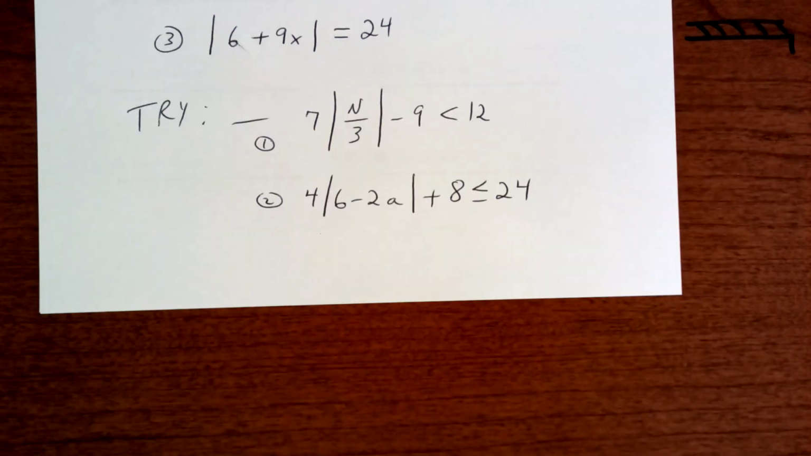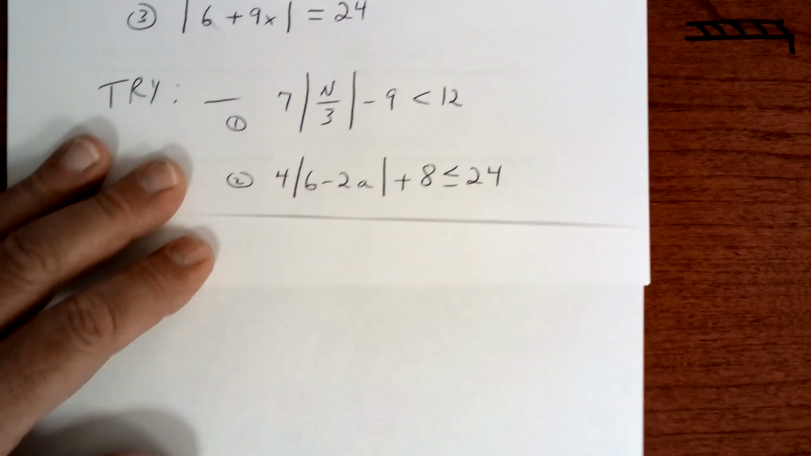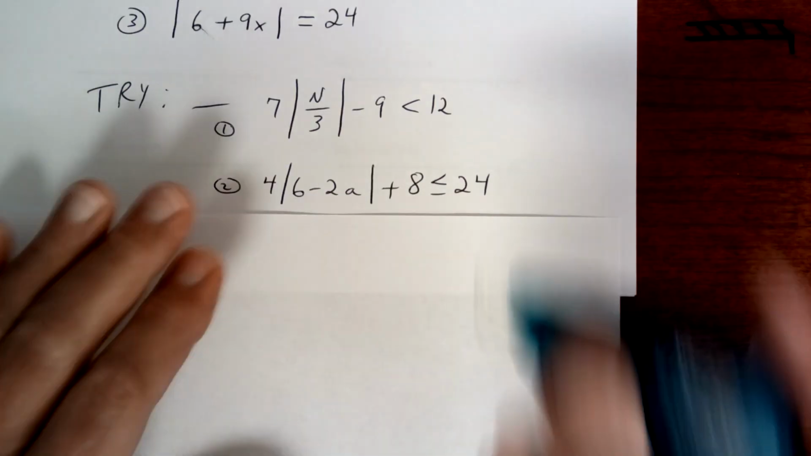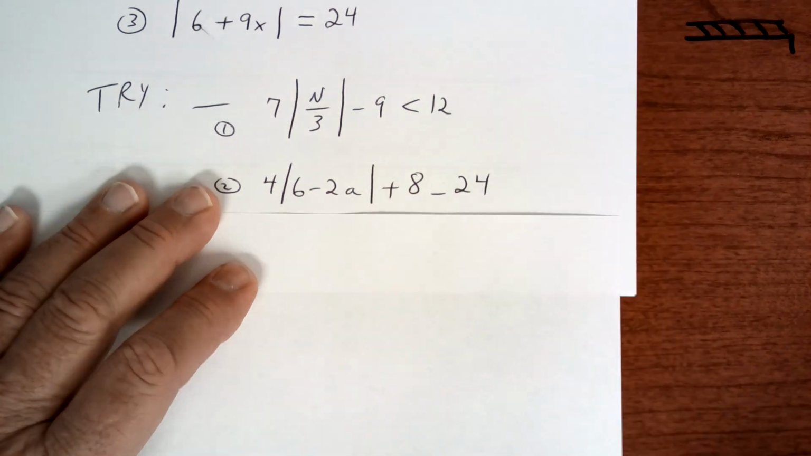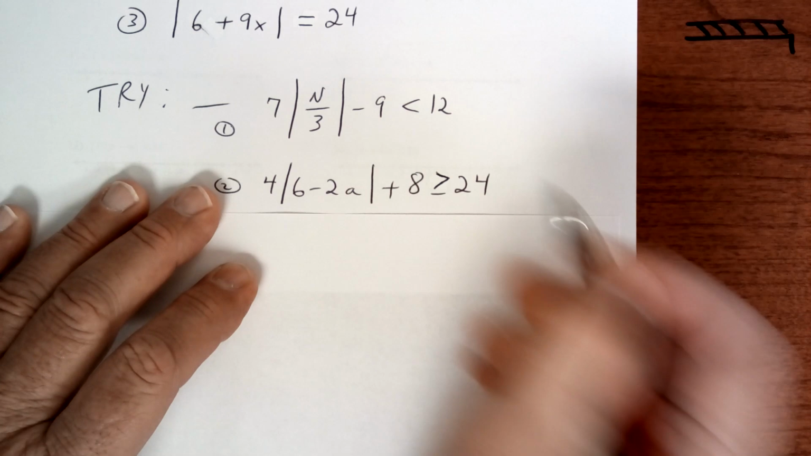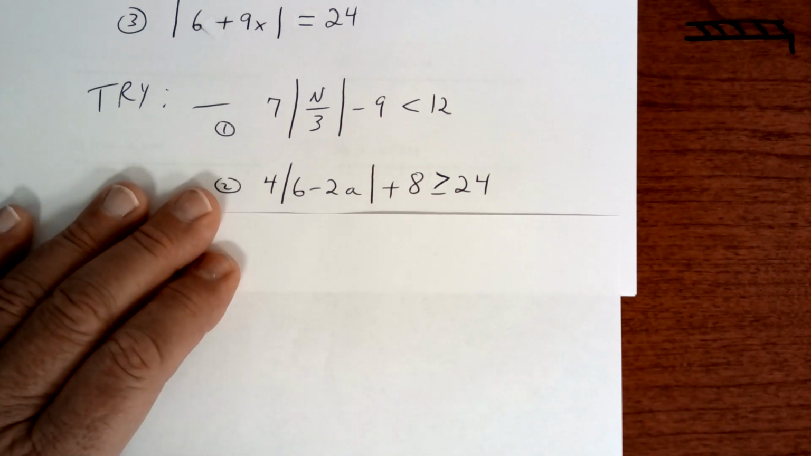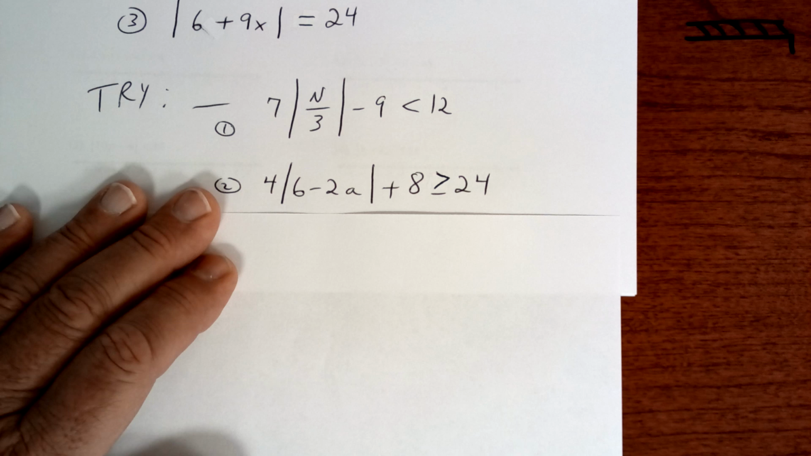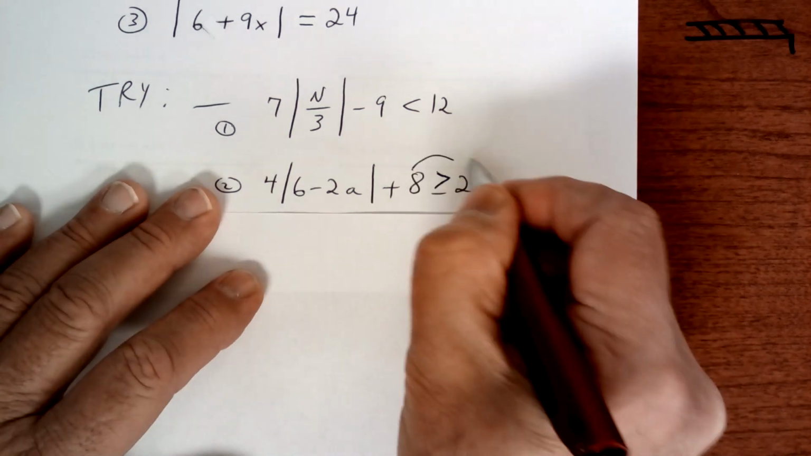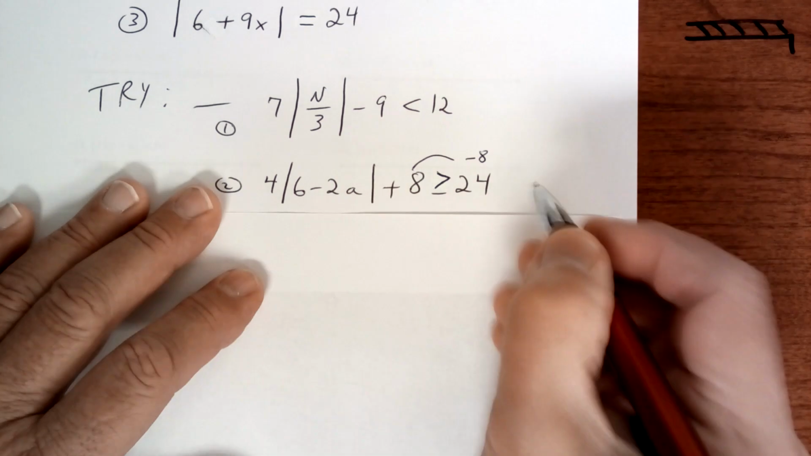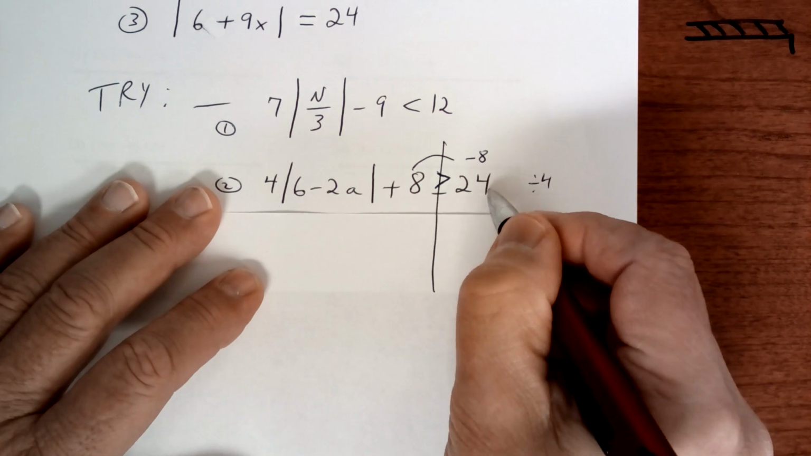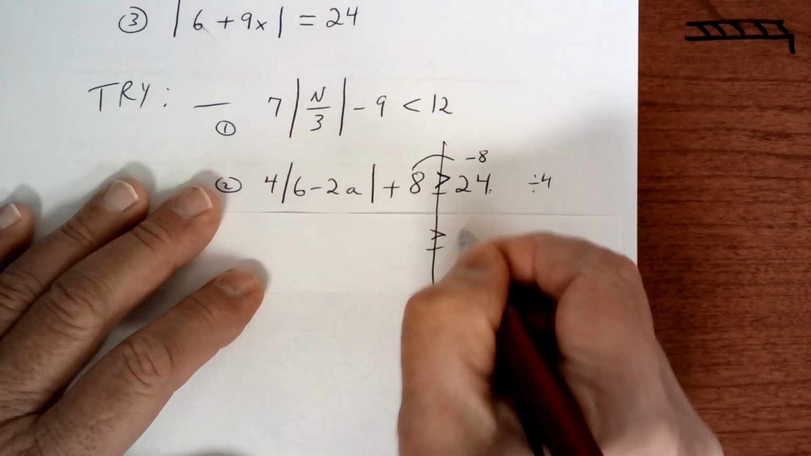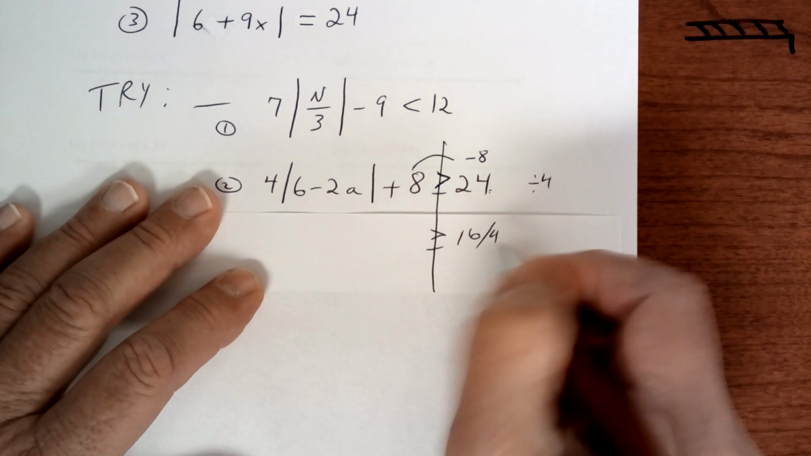This one right here, let me change this sign for a minute, because I meant to do that. Let's make it greater. Copy that one down. Okay, so on this one right here, you want to isolate it, so you want to subtract 8 and then divide by 4. So when you subtract 8, you're going to get 16, I think it is. And when you divide by 4, you're going to get 4.